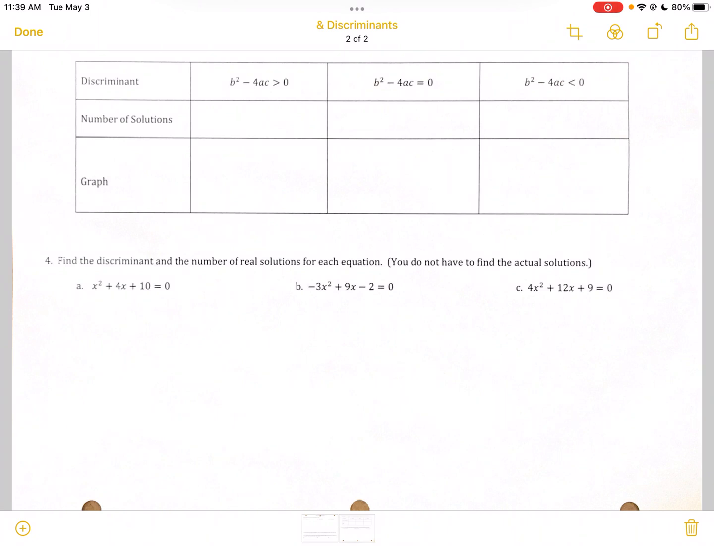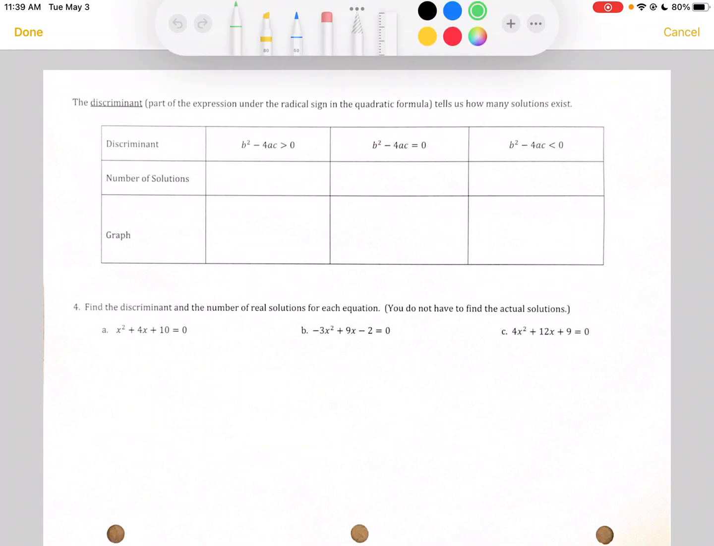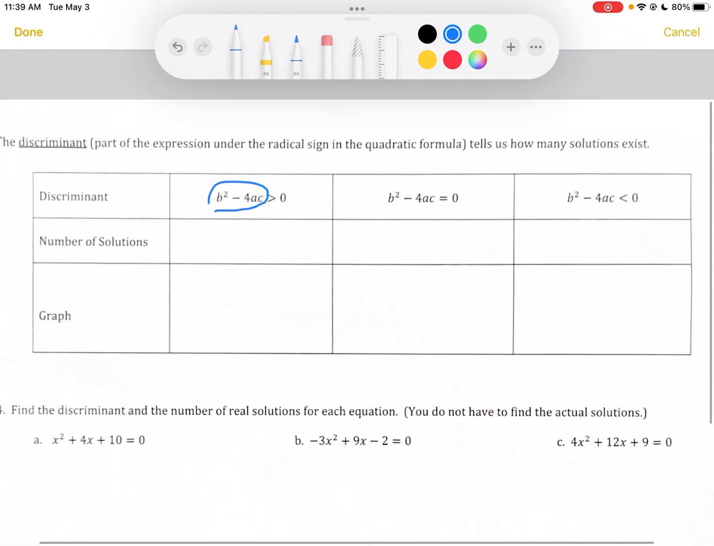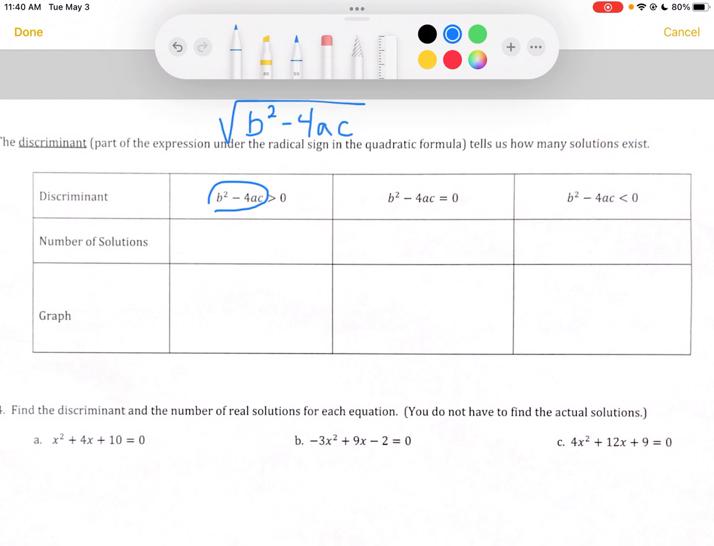All right, so on the back, we simplify some things for you here, and then I'll give you a chance to try it yourself. The discriminant, the part of the expression under the radical sign, so that b squared minus 4ac part, the part under the square root. If that is positive, in other words, greater than 0, we're going to have 2 solutions, and that graph is going to cross in 2 places. If it's equal to 0, we're going to have 1 solution because the graph is going to just sit on the x-axis. It's going to touch it one place.